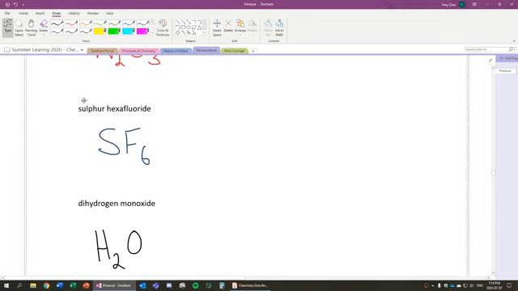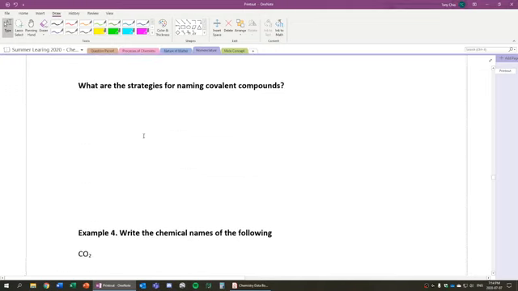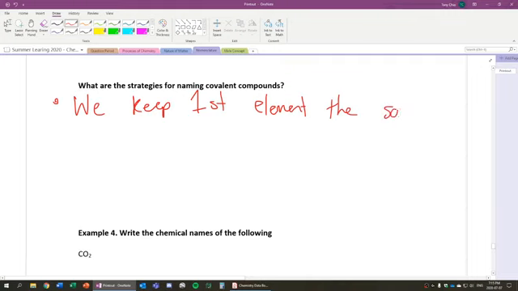So we're going to get into more detail about the sulfur, why you don't need to put a prefix in front of it, in our next example. Because when we talk about naming covalent compounds, we keep the first element the same, but change the second element's ending to "ide."